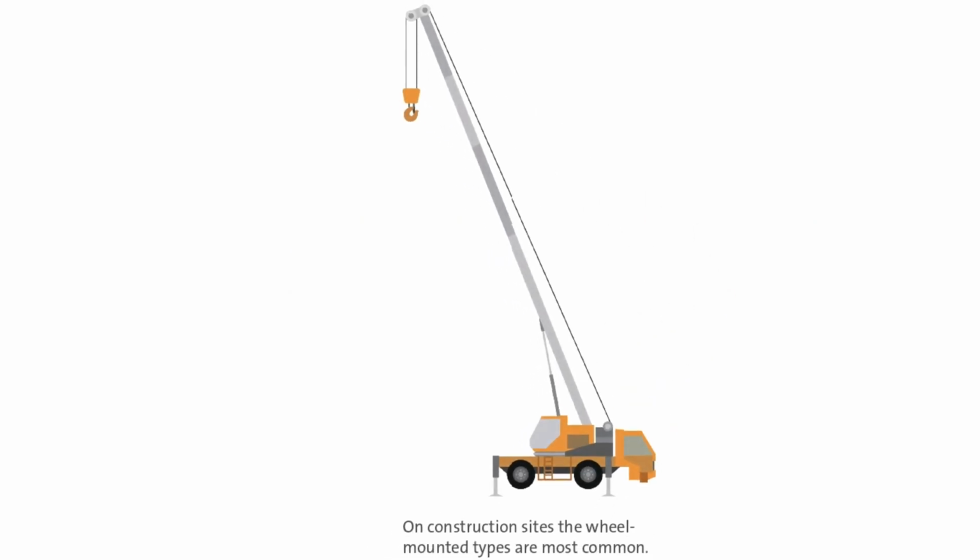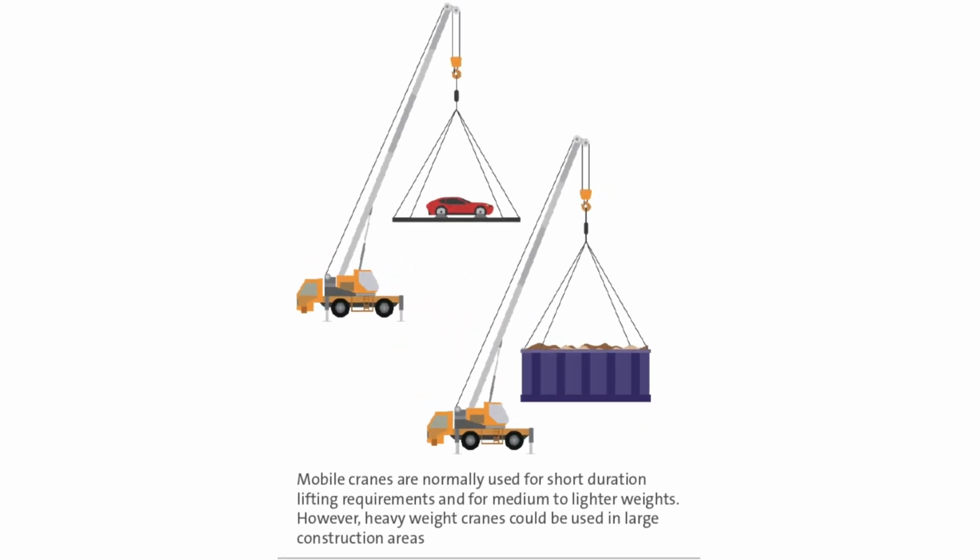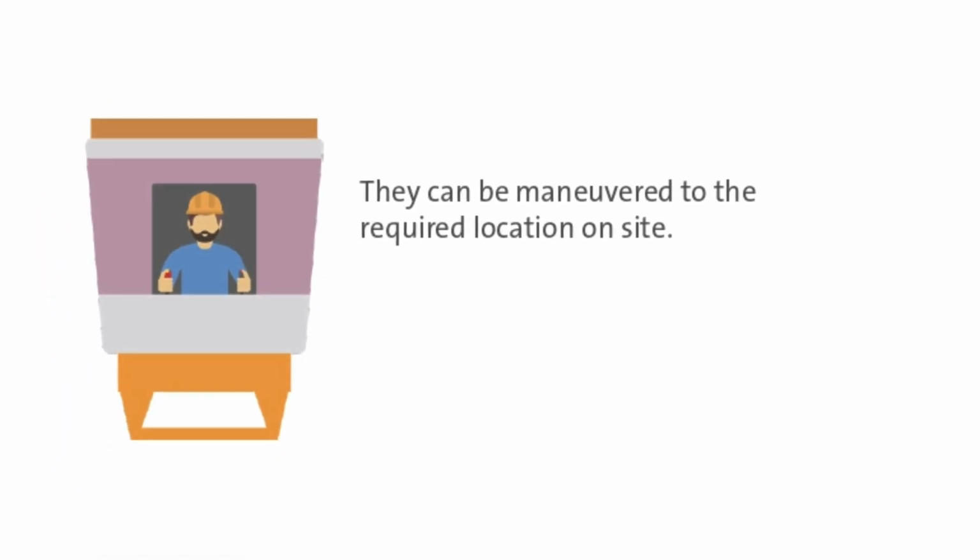Mobile cranes. On construction sites, the wheel-mounted types are most common. Mobile cranes are normally used for short-duration lifting requirements and for medium to lighter weights. However, heavy-weight cranes could be used in large construction areas. They can be maneuvered to the required location on site.